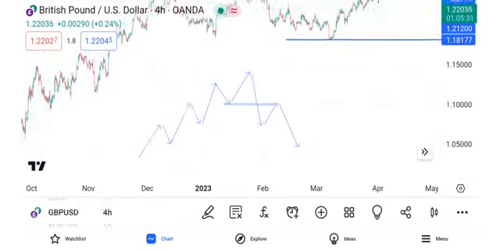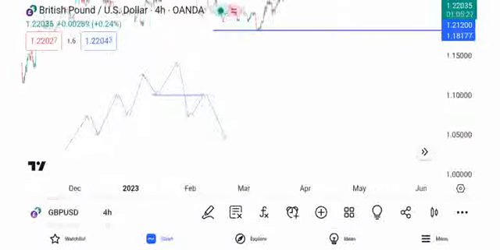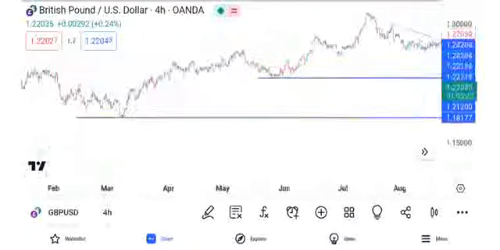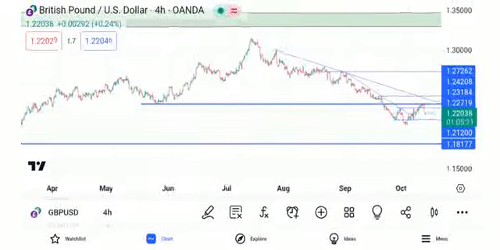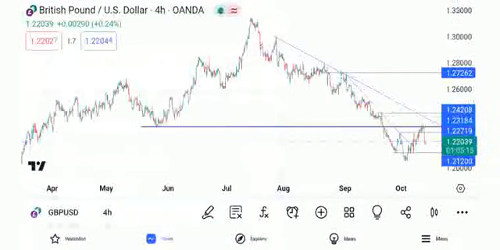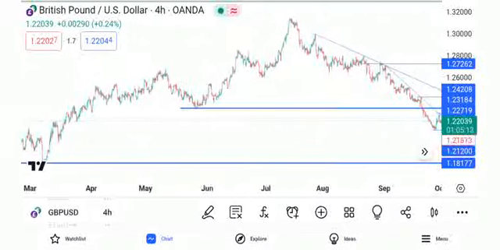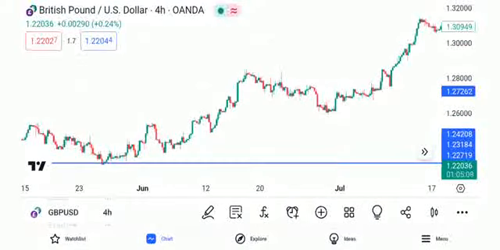So let me just show you in the chart. This is what I've explained. Let me just show you how it looks in the chart. Alright, let me see. Okay, now this is the 4 hour time frame.